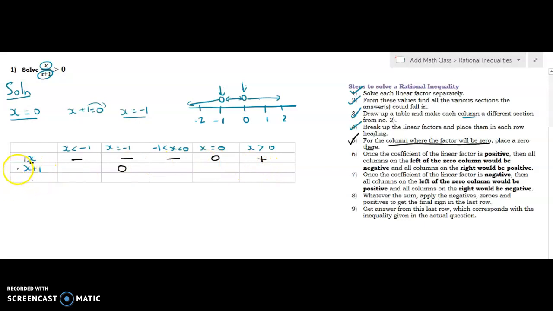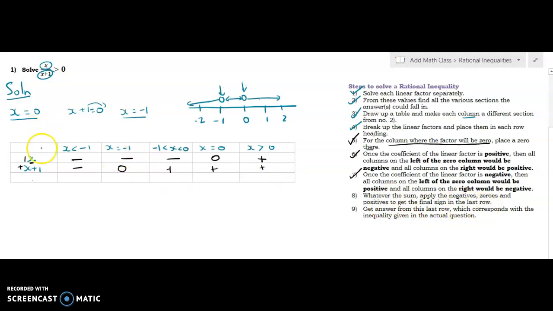Similarly, for this one, I'll repeat this step here. I look at the coefficient here, it's a positive x. Again, positive 1. So I will put a negative here and positive, positive, positive. So that takes care of this line and this line. Now on to step 8, I should say. Whatever the sum, multiply the negative values, zeros and positives to get the final sign in the last row.